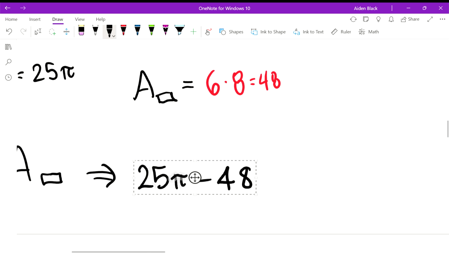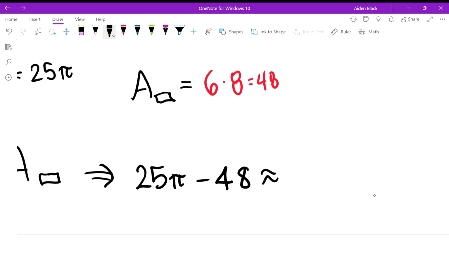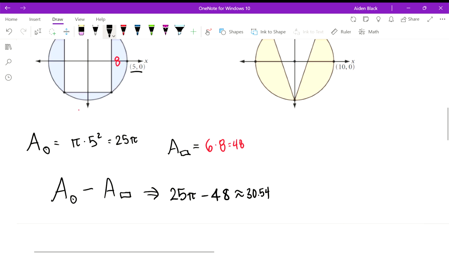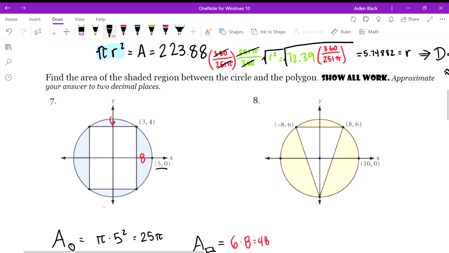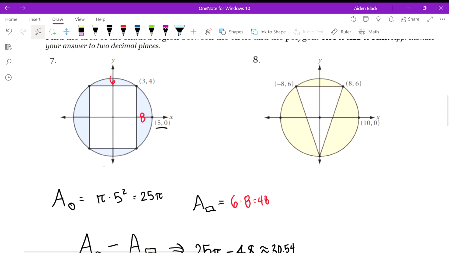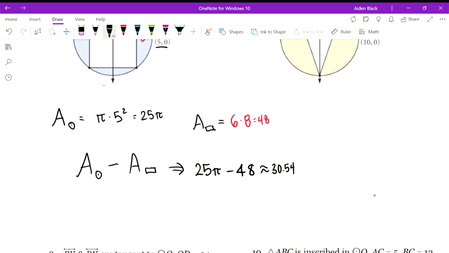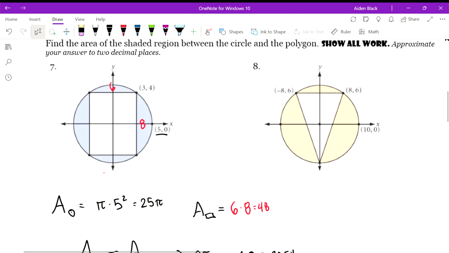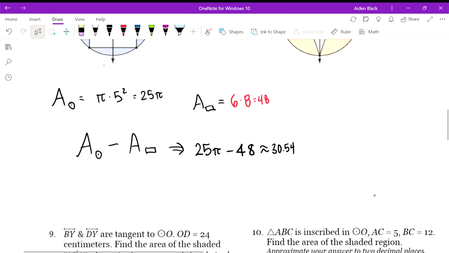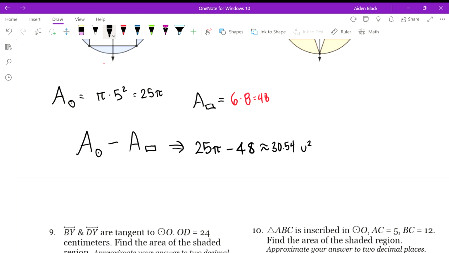30.54. Yeah, approximate your answer to the 2 decimal places. So you should end up with 30.54, and we don't have units, so we'll just write u squared for units squared.